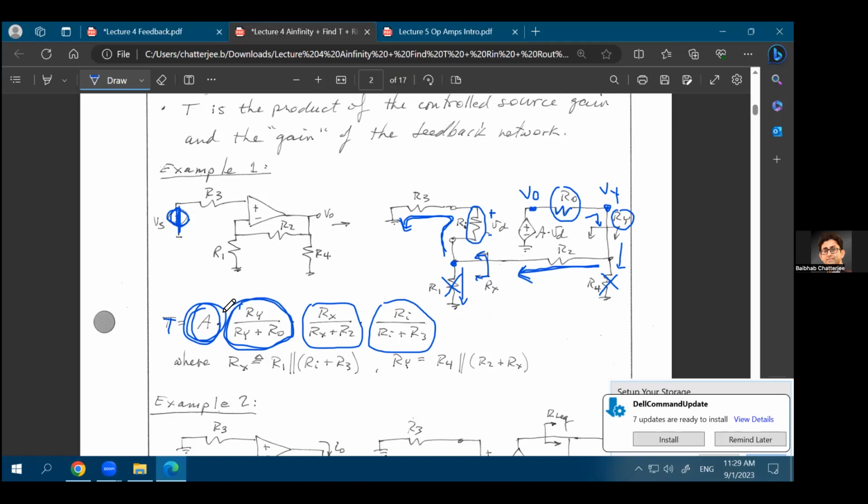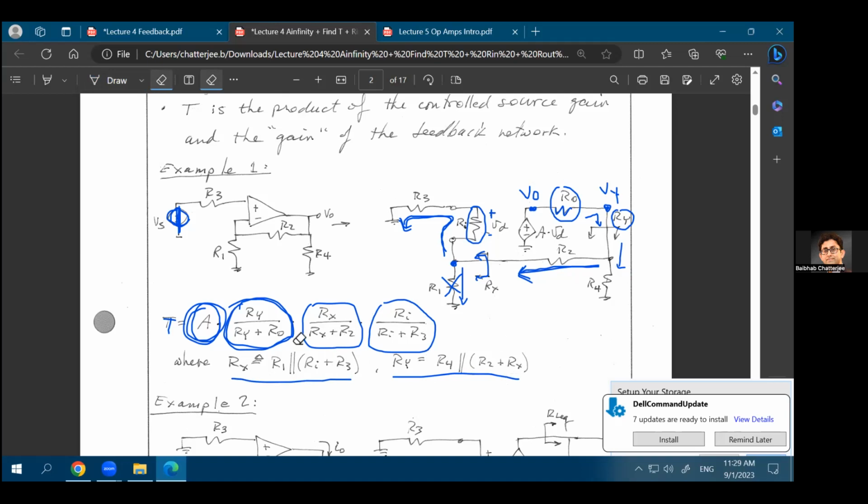What is the value of Rx and Ry? That is something you can write by looking at these resistances. So for example, Rx. What is Rx? Rx is the resistance looking here. And that value is R1 in parallel with Ri plus R3. That's your Rx. Similarly, what is your Ry? Maybe I should go back there because this part of the class may not be able to see it very well if I'm standing there. So Rx is R1 in parallel with Ri plus R3. And Ry is basically R4. So this R4 resistance, let me now put this back, in parallel with R2 plus Rx.